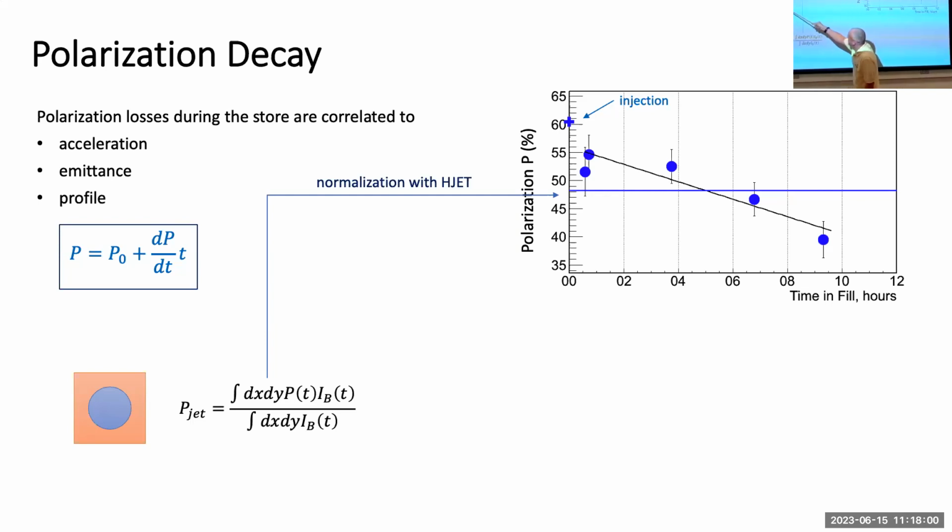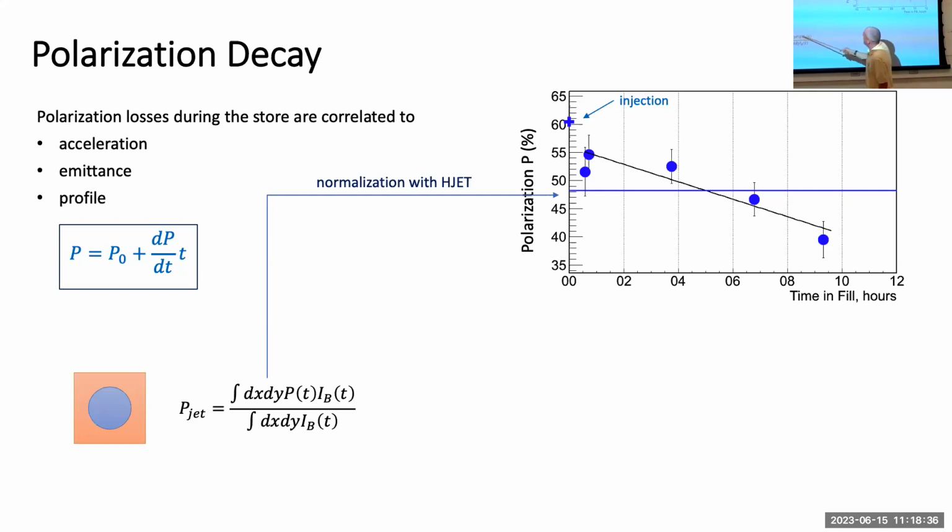Now, I should maybe mention, we just use a linear approximation. Obviously, on paper, this should be an exponential decay, but if this dP over dt is small enough, we in general just use this linear approximation. So the typical polarization decay that we've observed over the last 15 years is on the order of 1 or 2% per hour. So it's fairly small.